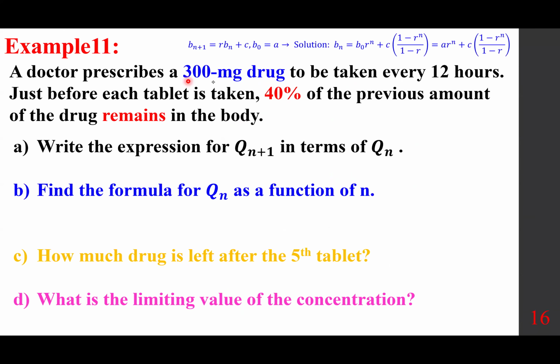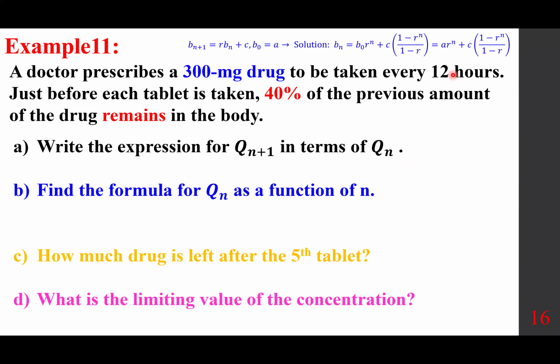A doctor prescribes a 300 milligram drug to be taken every 12 hours. Just before each tablet is taken, 40% of the previous amount of the drug remains in the body. So write the expression for Q sub n plus 1 in terms of Q sub n and the rest of it. Now, right away, we should recognize that we have to write the given. 12 hours plays an important part, but it doesn't enter any of the equations.